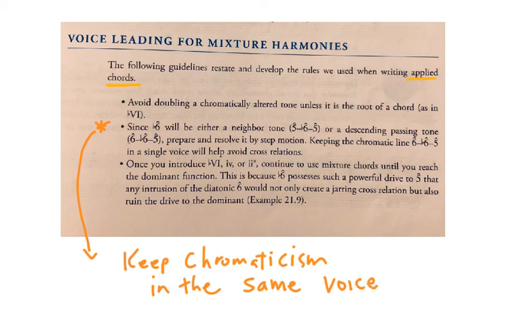Something that we did a lot with the applied chords. So when you introduced a C sharp, for example, in a key that otherwise has a C natural, you have to continue that melodic line C to C sharp to D, and not switch voices, because you create these really awkward relations that we described in one of the videos earlier this semester.